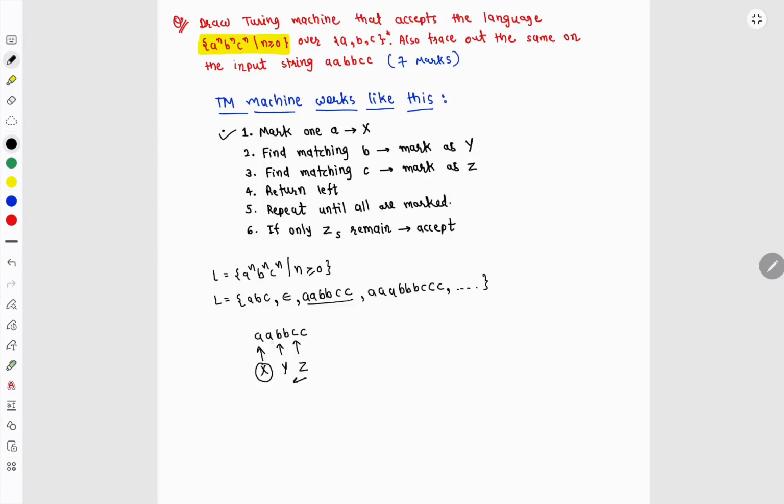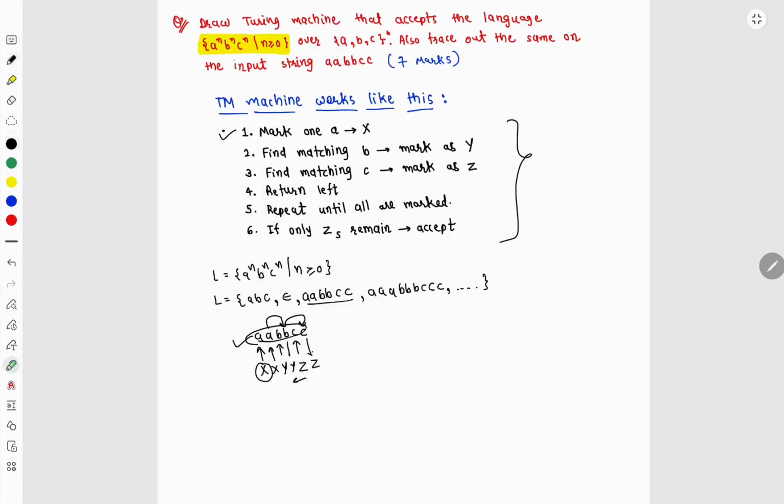Now mark the second a as X. Now find the matching b, that means this, and mark b as Y. Then find the matching c and mark c as Z. Now, as all the letters are marked, we can say that the given string is accepted by the Turing machine. So here is how a Turing machine works.